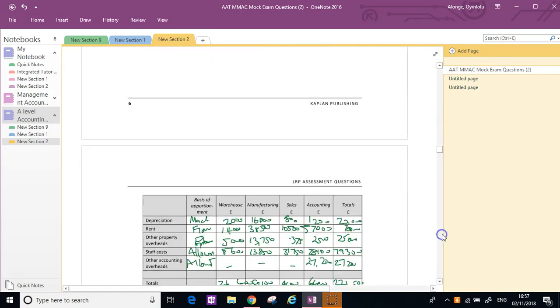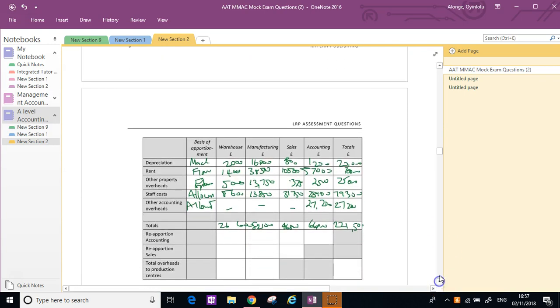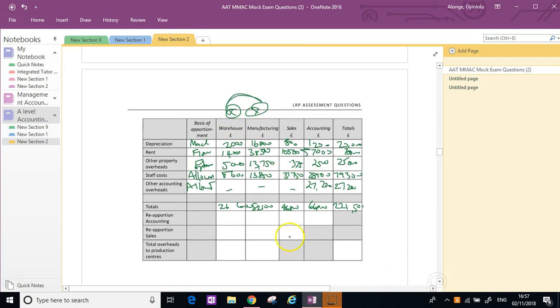Okay, now you see, here's the thing. The truth is that these are the key cost centers. When I say cost centers, products are made here in these two departments. We can see that because it says total overheads to production centers. So I'm only ever going to be able to spread these costs over products, warehouse and manufacturing. No products are made here. But I need to make sure I map these costs into the relevant departments where products are made.